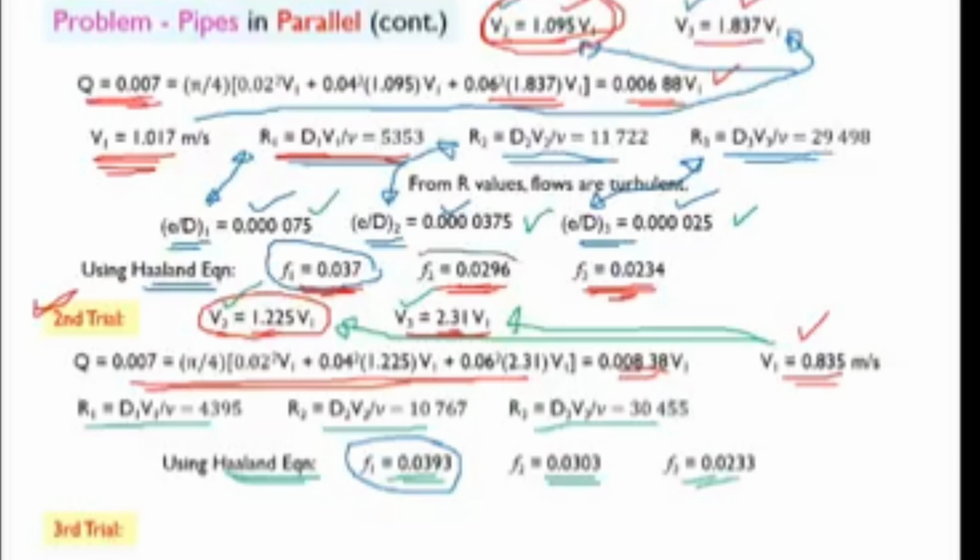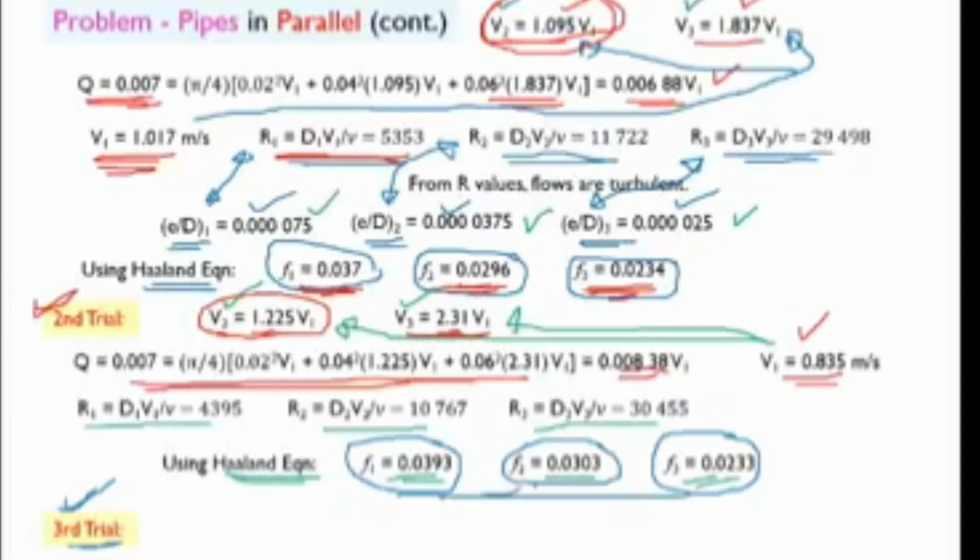Now look here, F2 that we assumed is 0.0296. What is F2 here? 0.0303. Not the same. F3 is 0.0234, but it comes out to be 0.033, which is a bit close. So now we go for the third trial. In the third trial, we will start with these values as our initial assumption. Clear? And again, we calculate V2 and V3 in terms of V1. Again, we plug the values into this equation here, and we calculate V1. Similarly, we can calculate V2 and V3.